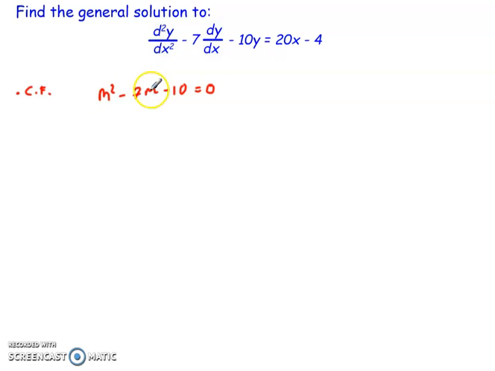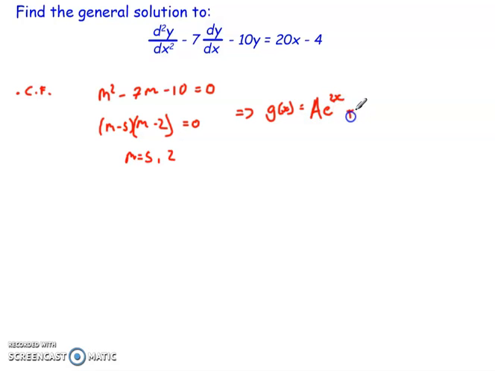So if I've got m squared minus 7m minus 10, if I factorise that, I get m minus 5, m minus 2, which means I get solutions of m equals 5 and 2. What that then means is my complementary function, let's call it g of x, is equal to a e to the 2x plus b e to the 5x. That's a nice, simple, straightforward way to do it.